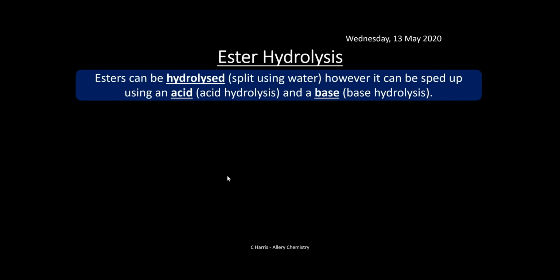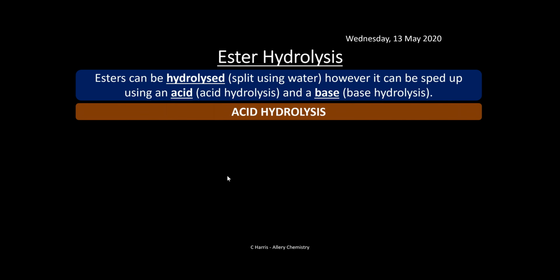Okay, so esters can be split up using water, and we call this hydrolysis. Hydro meaning water, lysis meaning to break. So we're breaking with water. Now, these processes of hydrolysis of esters can be sped up using an acid, so we call it acid hydrolysis, or we can use a base, called base hydrolysis. So we can react with a bit of help from an acid or a base.